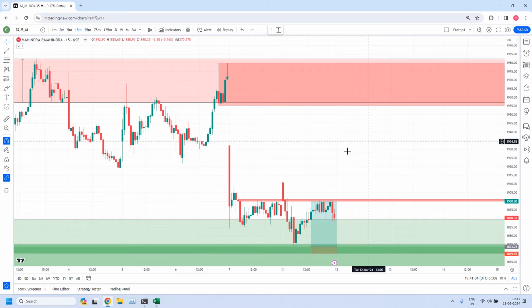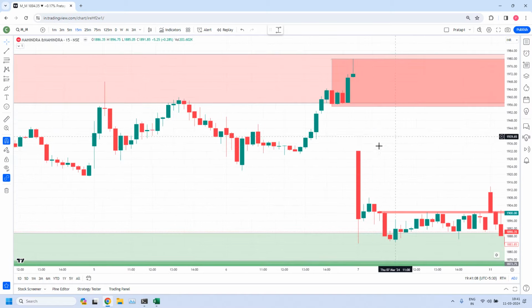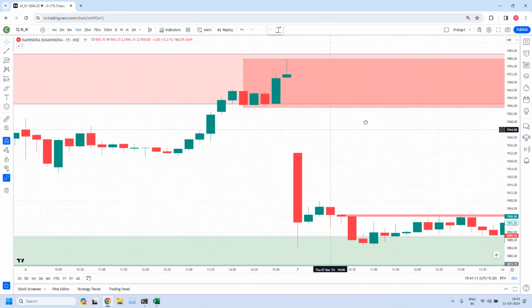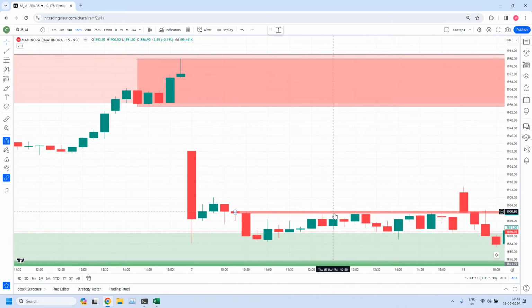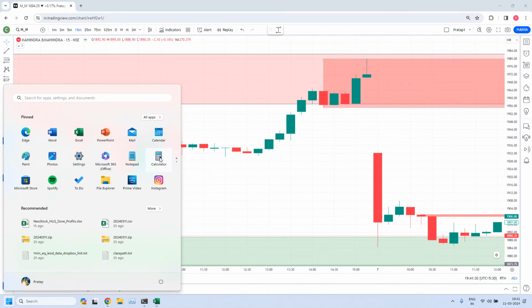Okay, then what is the entry and what is the target? Because this is a 15 minutes zone, this is your target. Already earlier it captured the trades from this zone. The close of this candle is your target. That is 1900.05.